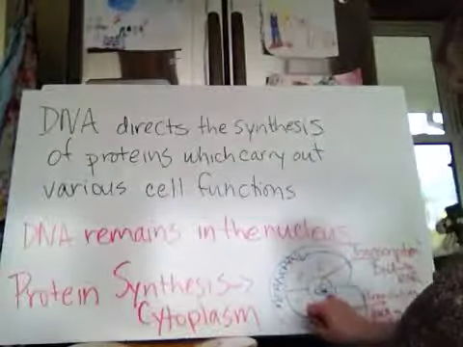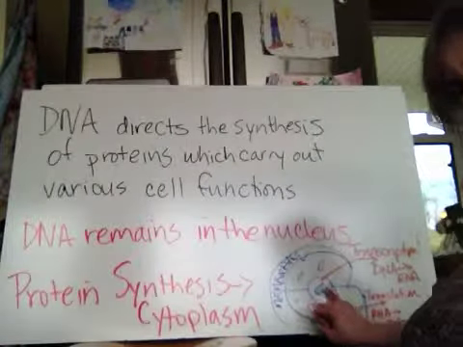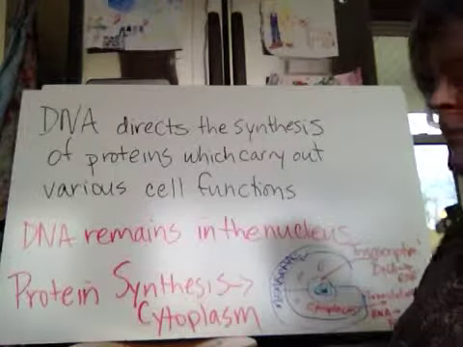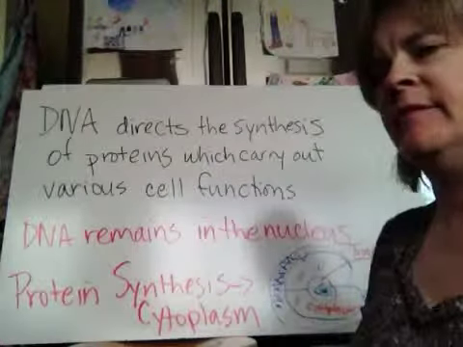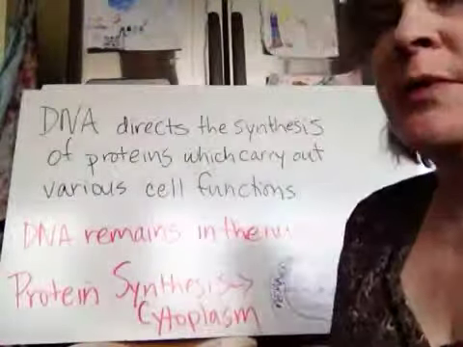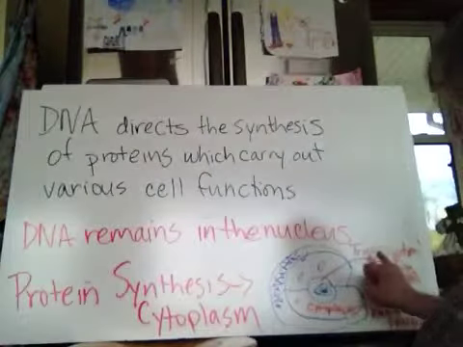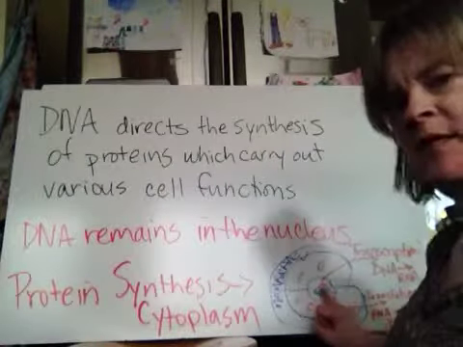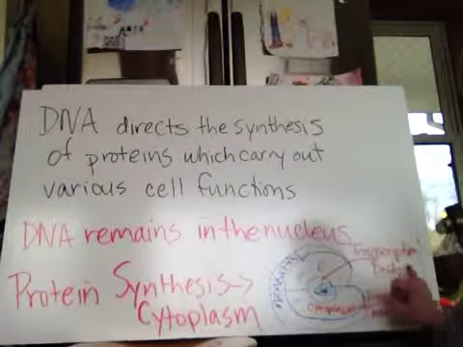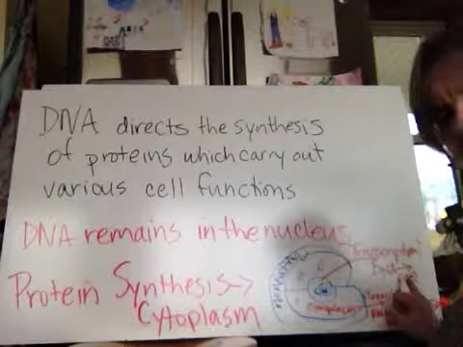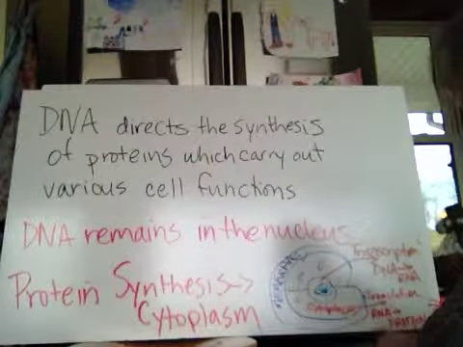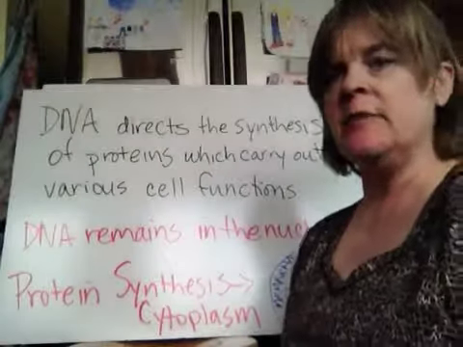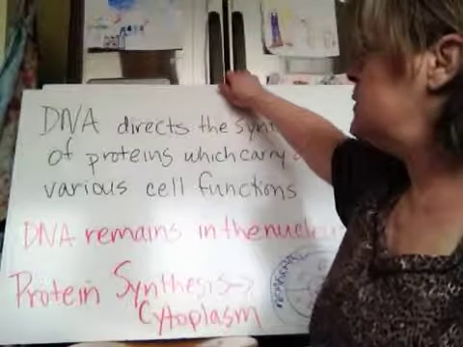DNA, however, remains in the nucleus. This green is the chromatin, and protein synthesis happens in the cytoplasm. What we'll go through today is the transcription, which happens in the nucleus, where DNA is transcribed by RNA, and the translation of RNA to protein in the cytoplasm. Those are the things we will cover today.